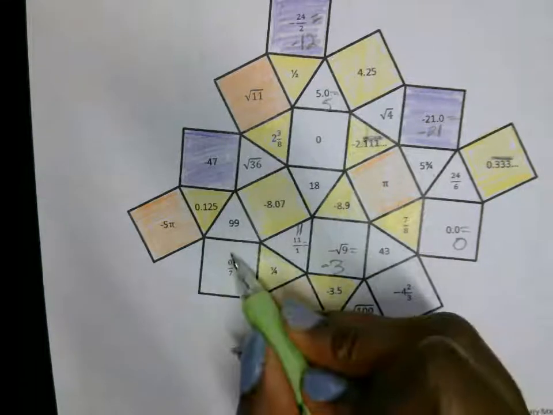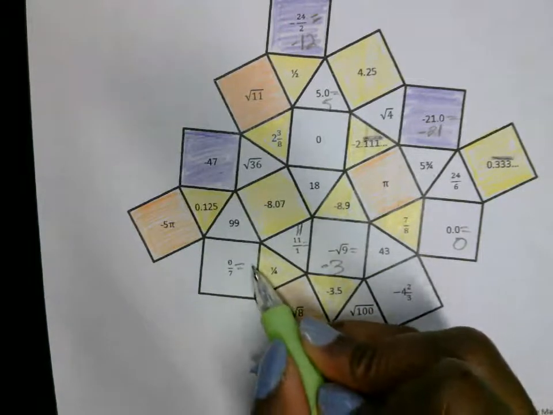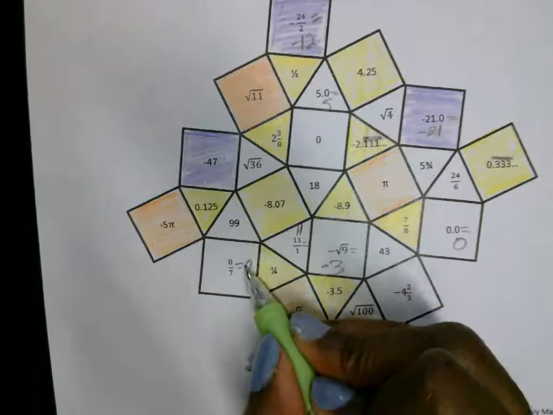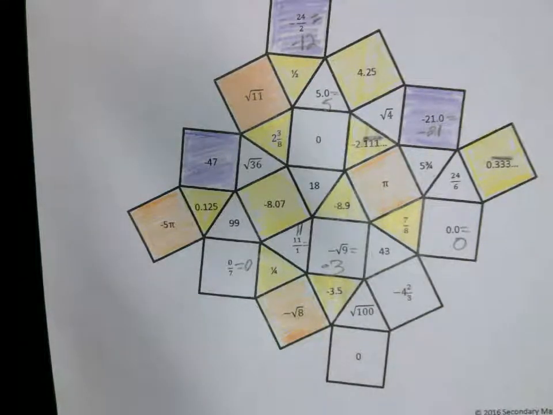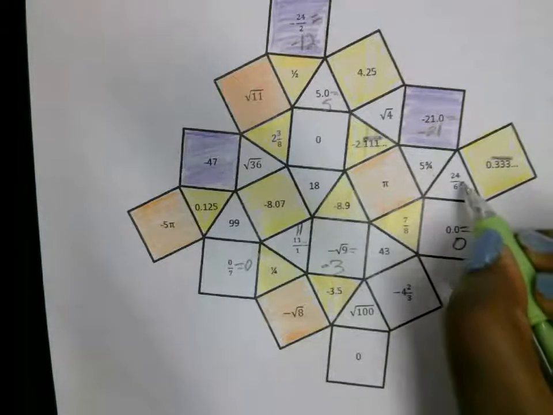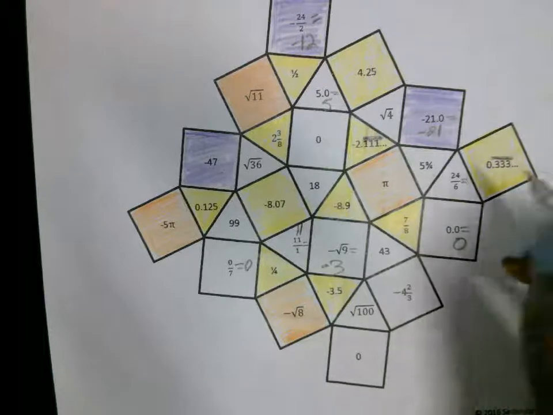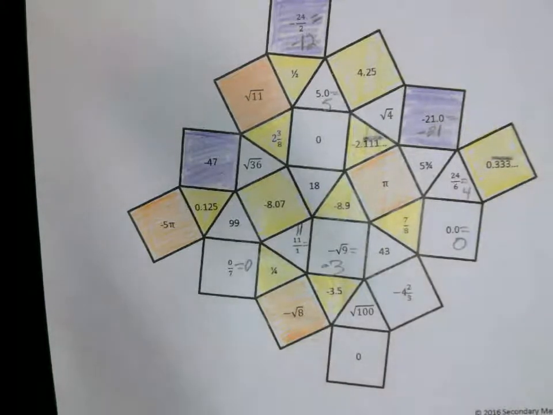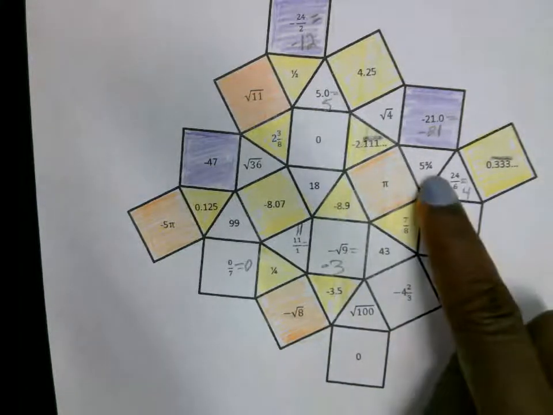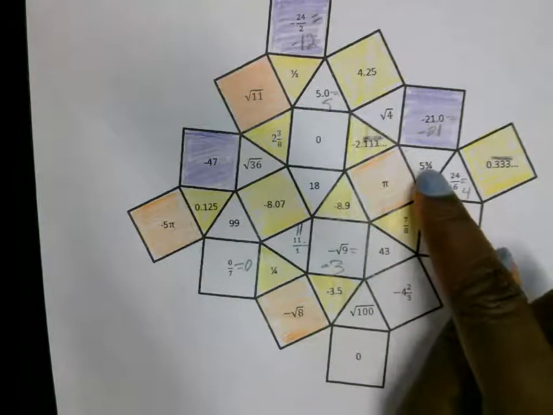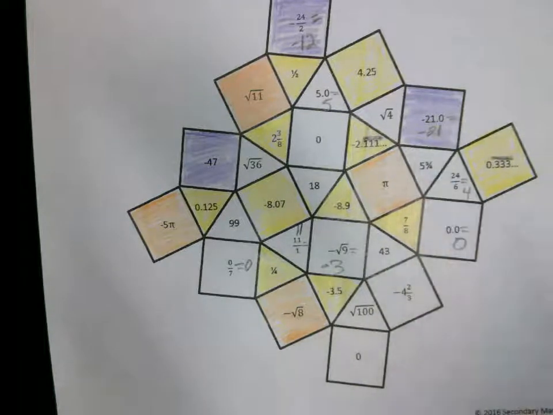All right. What is 0 over 7 equal to? 0. Okay, so that's a whole number. 24 over 6. What's 24 over 6 equal to? Type it in. 24 divided by 6 is 4. So that's a whole number too. Okay, we forgot this fraction. What color do we color this fraction? Yellow. We color it yellow.